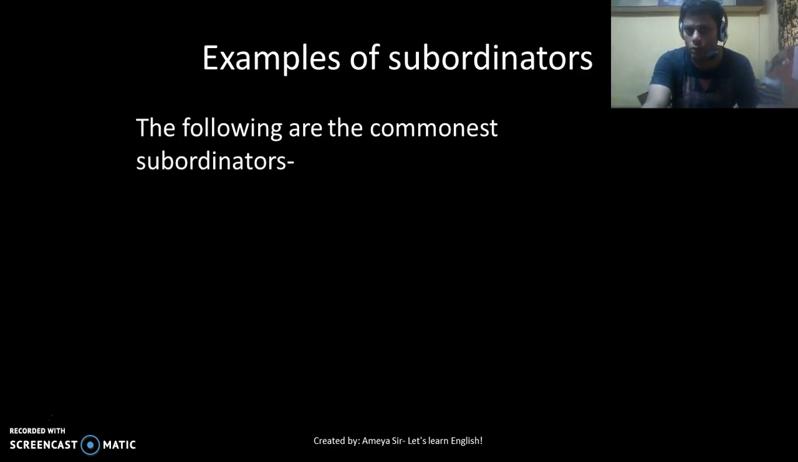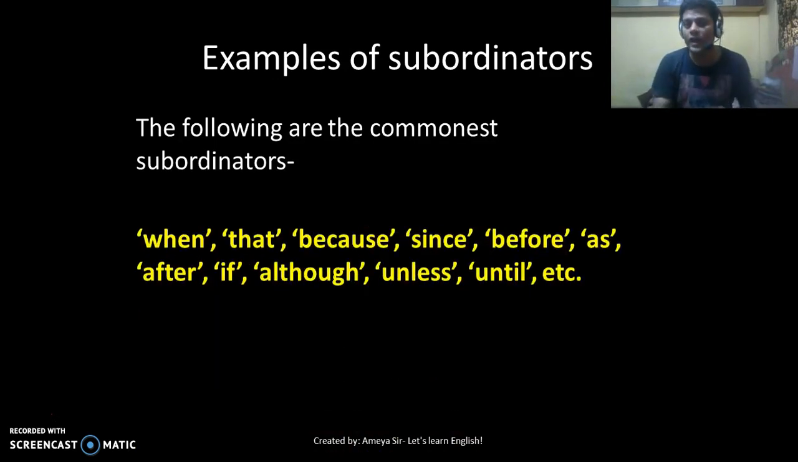Examples. Commonly used subordinators are when, that, because, since, before, as, after, if, although, unless, until, etc. There are definitely many more, but these are the commonest subordinators. And by the way, commonest is a superlative degree. You can check the dictionary on that one. All right. I really want you to make a note of all of this. Of course, if you want, you can watch the video all over again. These words are going to help you solve the exercise that shall be there at the end of this video.